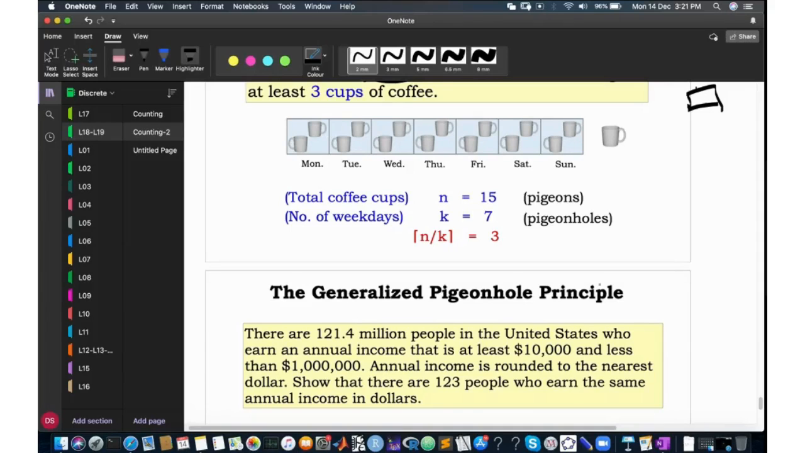So this is the same example, something very simple as well. Let me think about something interesting. I had an interesting example in mind.